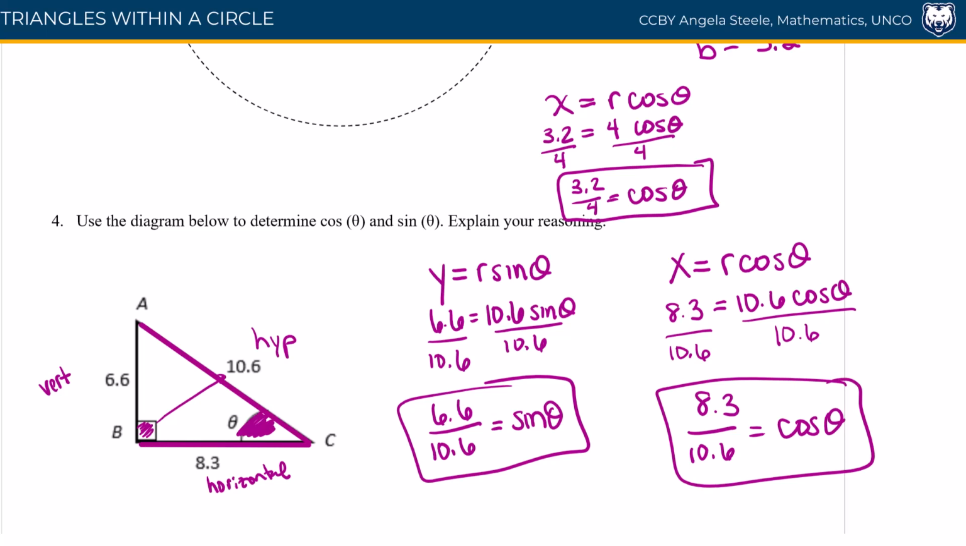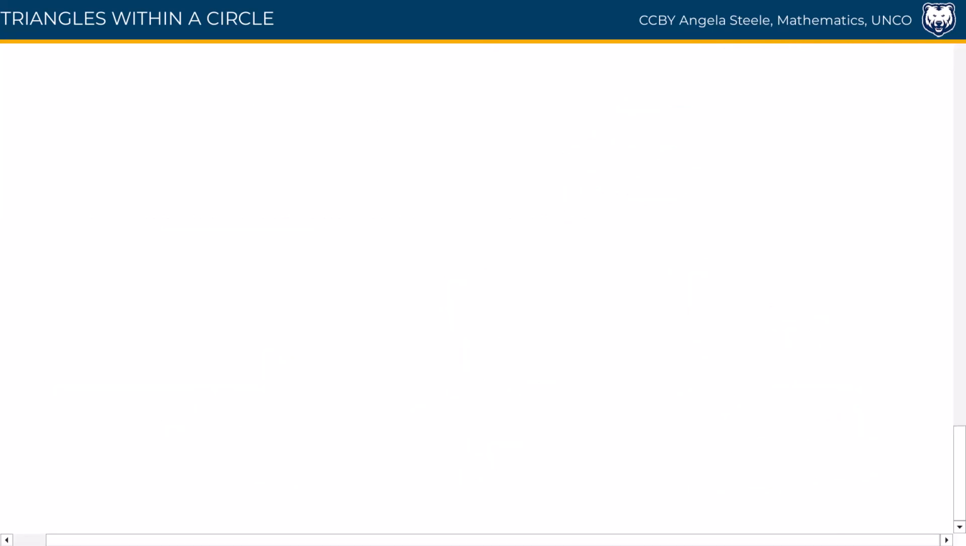Okay, so the idea is again that we are taking away that circle and only looking at the triangle, but the same ideas apply, that one side is going to be a vertical distance, one side is going to be the horizontal distance. All right, we will continue this discussion in the next video.